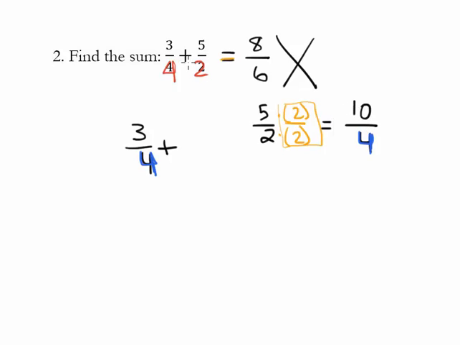And now, instead of writing 5/2, I can write 10/4. And that's really good for me. Now I have the same denominators. I can add the numerators. Now this is very easy for me to add. So 3/4 plus 10/4 is going to equal 13/4. And I'm done.